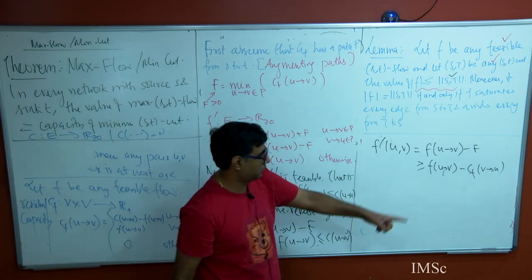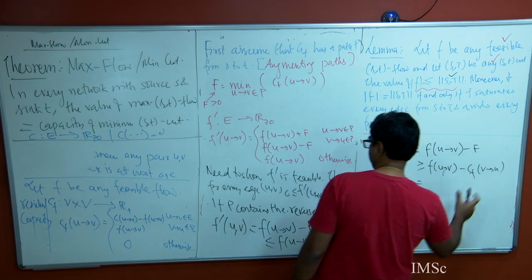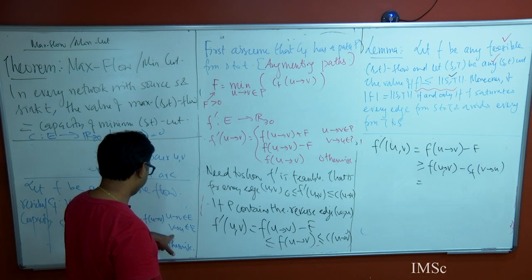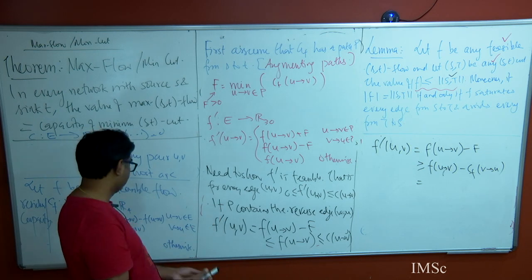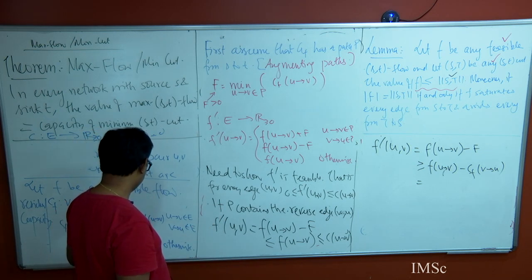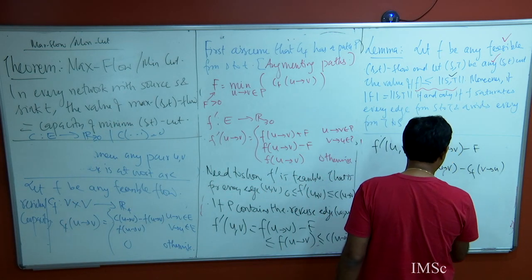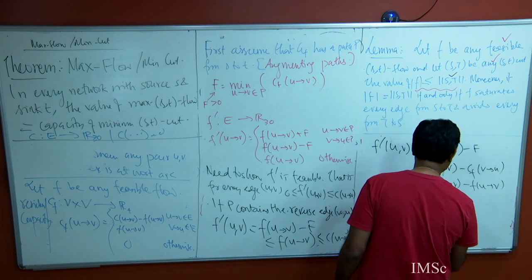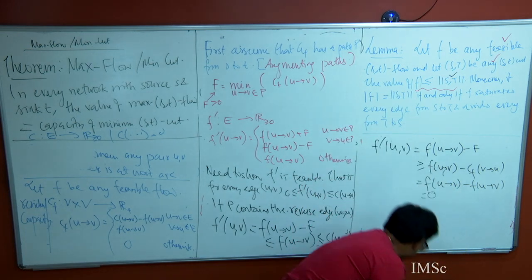So this is what I can say, okay? But what is the definition of the residual capacity of VU? It is nothing but, if UV is an edge, then it is F of UV, right? So for us, UV is an edge, so F is at most F of UV. So this is at least F of UV minus F of UV, which is equal to 0. So we are done, okay, good.